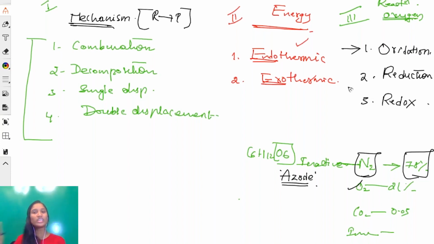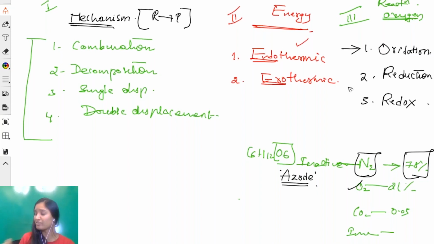Well, guys, these are the three classifications of chemical reactions. The first one based on mechanism, second one based on energy, and third one is based on reactivity with oxygen. Now, clearly listen to me. It is an important point also.